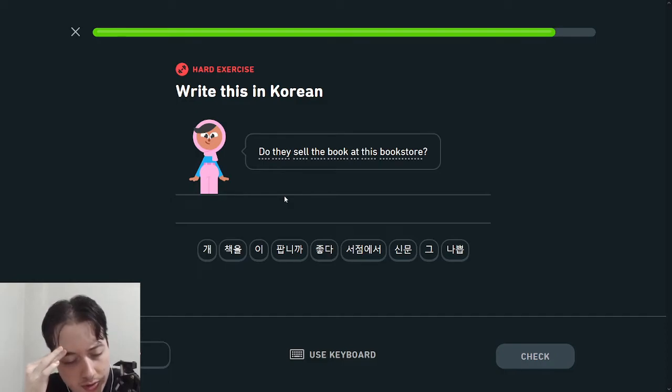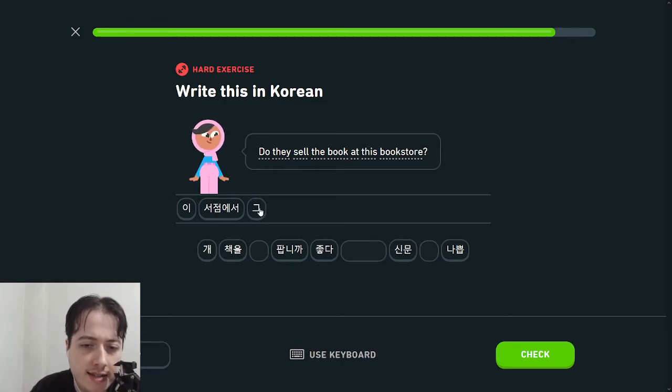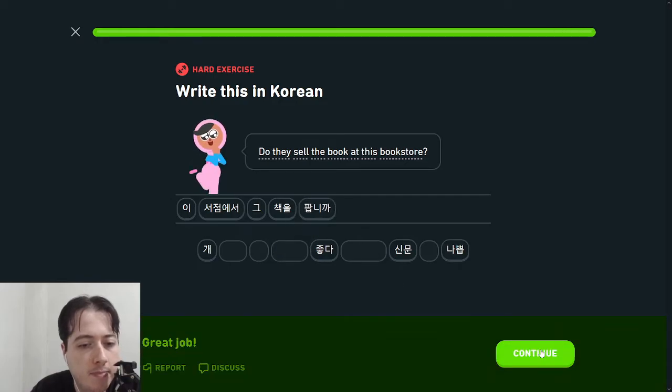Do they sell the book at this bookstore? But first I have to write this bookstore, I think. So, 이 서점에서. 서점에서. 그. So, 그 is that. And 그 is also the. So, 그 책을. Sells. 팝니까. Okay.